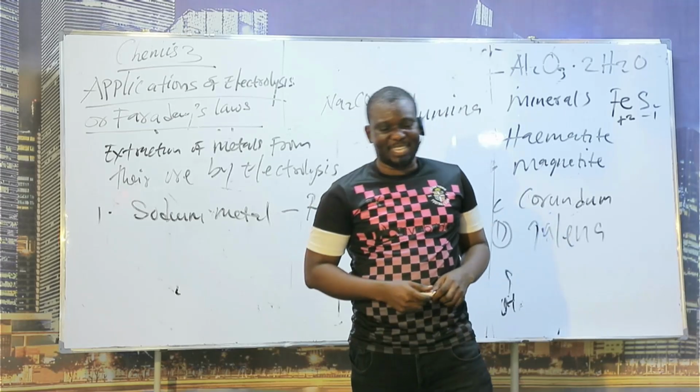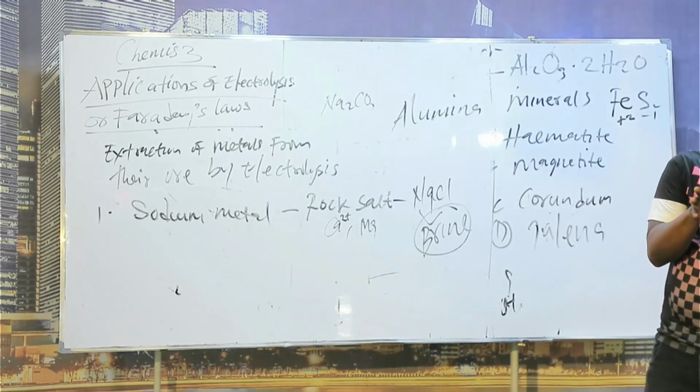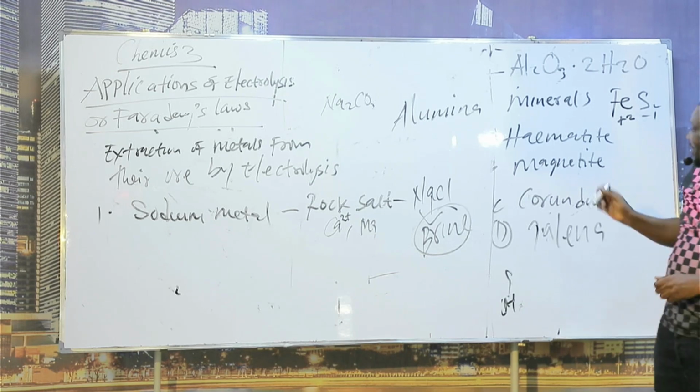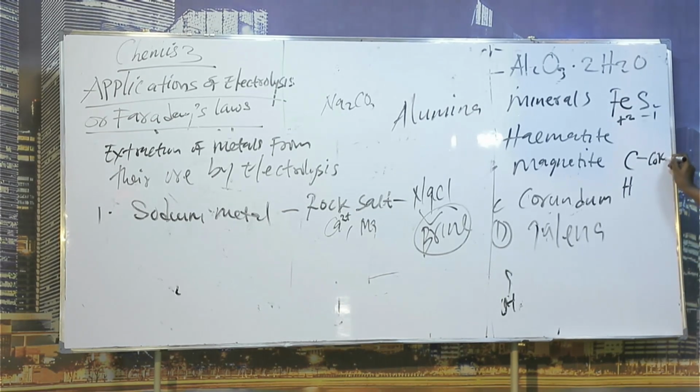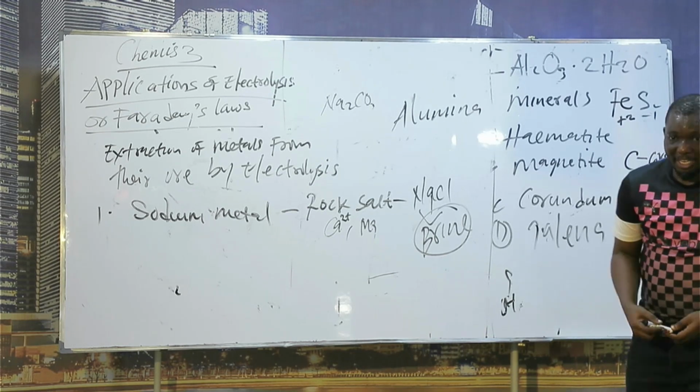It's very reactive in the sense that if you try to use reducing agents like carbon, or what? Hydrogen, or you can use carbon as coke, this metal is higher than them in the reactivity series. So you cannot use chemical reduction to extract it. You cannot also use high heat.